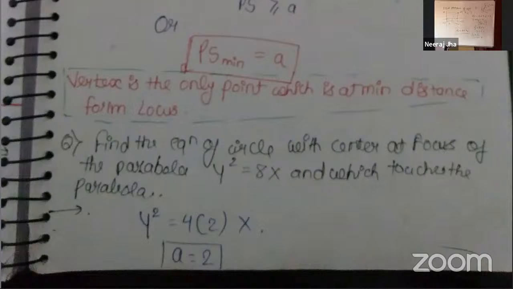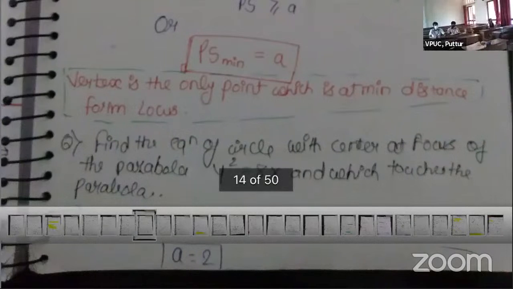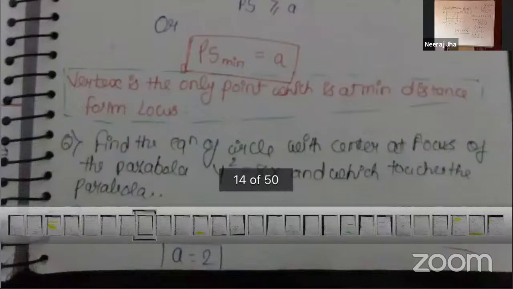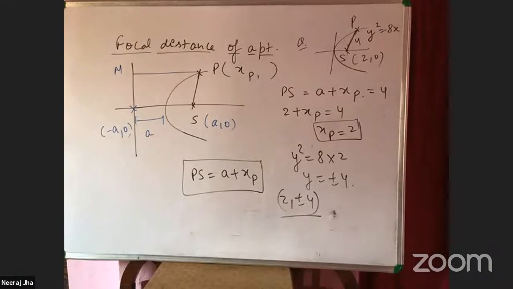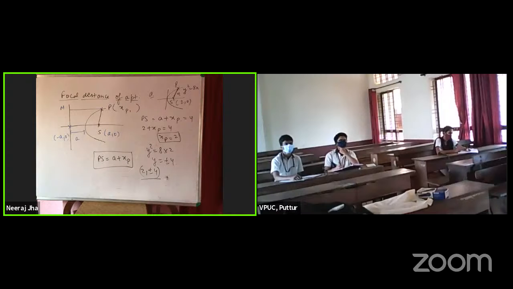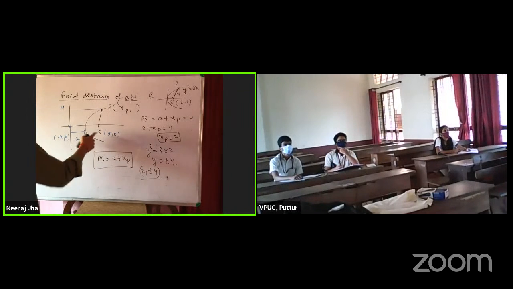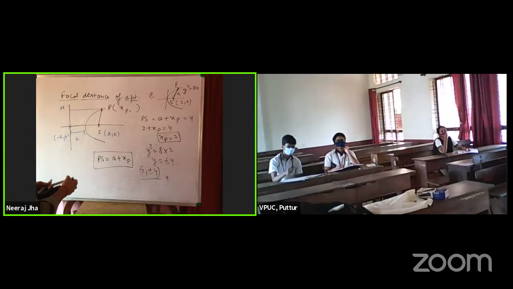All right, shall I discuss this problem now? Look, y square is equal to 8x, and the circle touches the parabola y square is equal to 8x. Please tell me one thing. I want to ask you, if I make a circle having its center at the focus, let us try to make different circles.